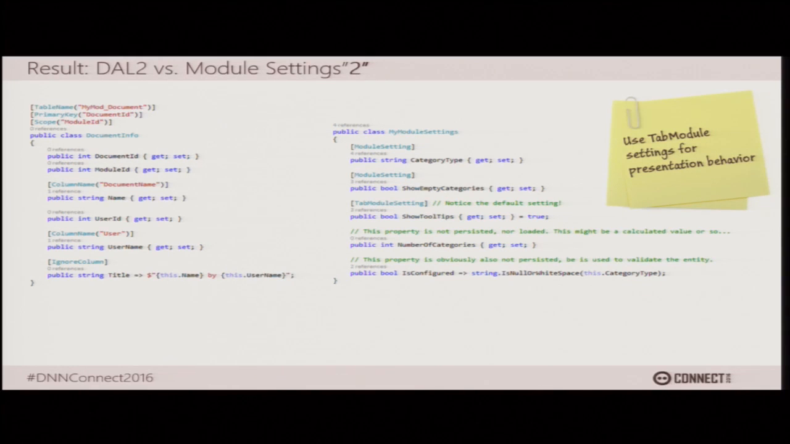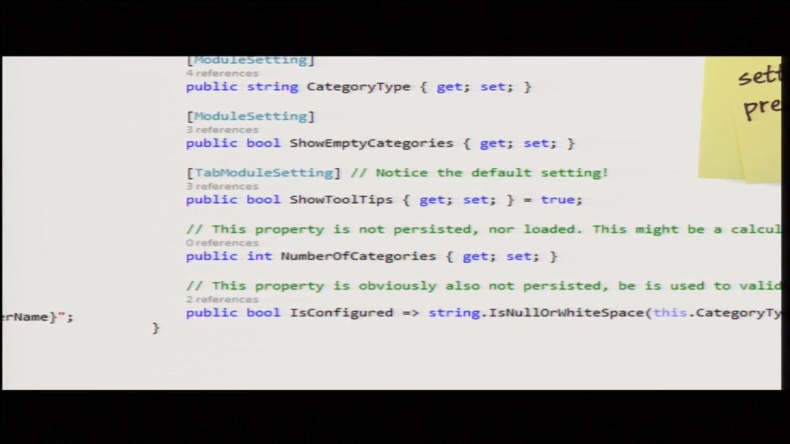I already said I would give an example of when to use the tab module settings. If you look at the example given in this piece of code, you'll notice that I've made this property show tooltips. I've decorated that with tab module settings.